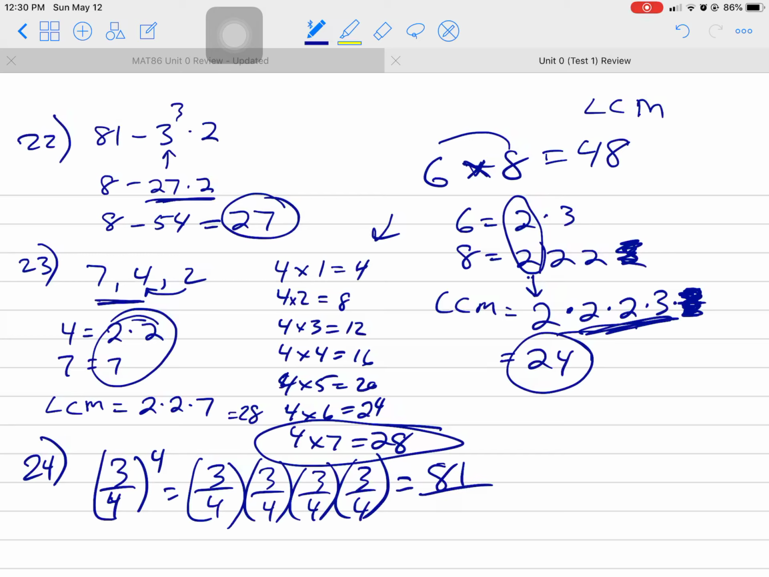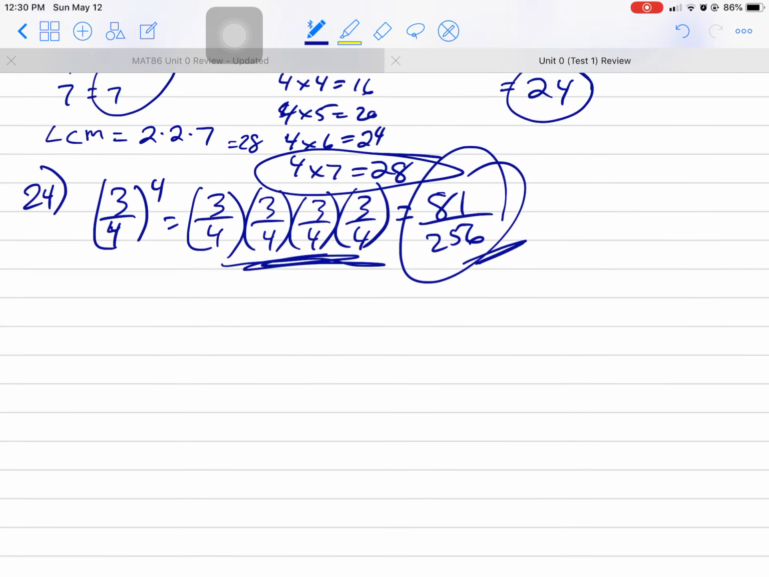Okay? 4 times 4 is 16. 4 times 4 is 16. 16 times 16 is 256. If there's nothing in here that can reduce, then this is not going to reduce, even though they're big numbers. That is my final answer, 81 over 256. Do not give me a decimal.